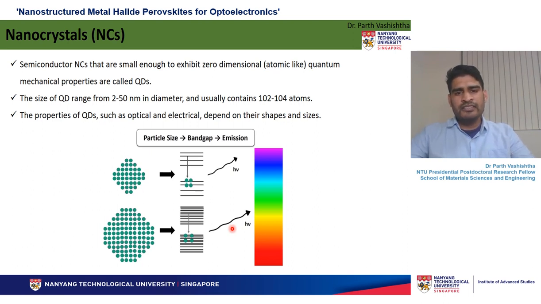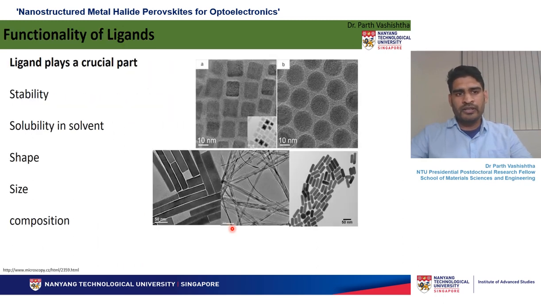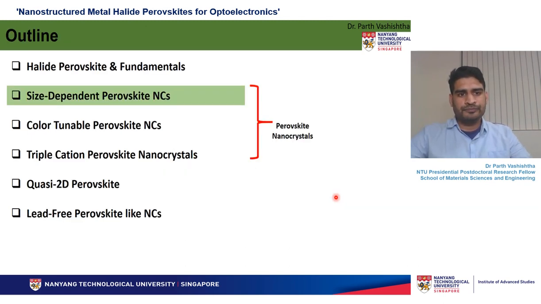Just by changing the size, taking advantage of quantum confinement, we can make all different colors of nanoparticles. And just by changing the ligand here, as we can see, we can have different shapes such as cubic, spherical, rods, bricks, wires, and all these functionalities. So that's why I'm really interested in perovskite nanocrystals, in addition to the perovskite bulk structures.